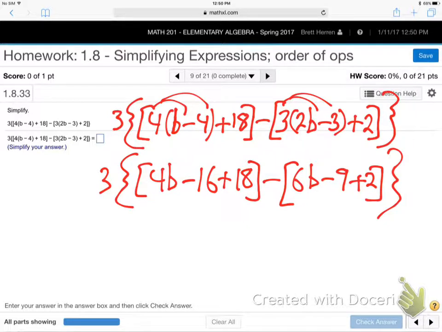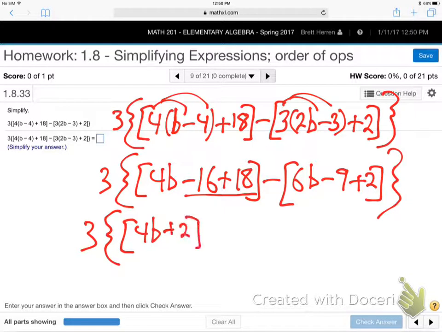Now, there's a few options here. I'll probably combine these two. They're just numbers. 4b, what's that going to be, plus 2? You see what I did there? Minus 18 minus 16, basically. Minus 16 plus 18. A football team loses 16 yards, gains 18. Your bank account loses $16, gains 18. You're up 2. Use a calculator if you need to.